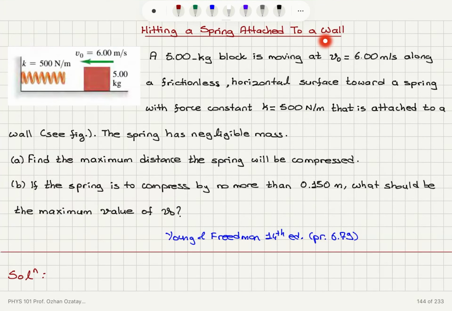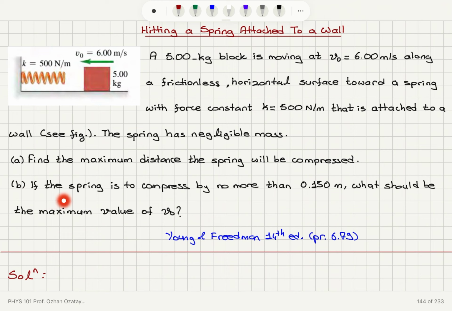Hitting a spring attached to a wall. A 5 kilogram block is moving at V0 equals 6 meters per second along a frictionless horizontal surface toward a spring with force constant K equals 500 newtons per meter that is attached to a wall. So you can see this spring is relaxed right now and this block is moving to hit the spring. The spring has negligible mass. Part A, find the maximum distance the spring will be compressed.